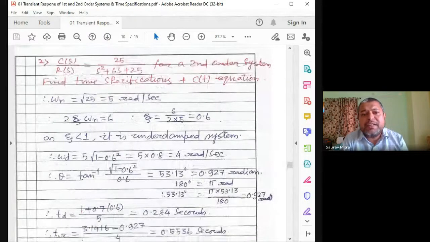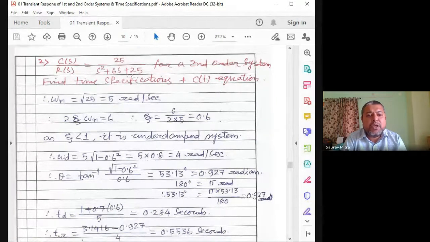All are under damped conditions. So the next case we have given is 25, 6, 25. In this case omega n is equal to root under 25, that is 5 radian per second, and 2 zeta omega n is equal to 6. So zeta is 6 by 2 into omega n, that is zeta is equal to 0.6. So we have found zeta is equal to 0.6.